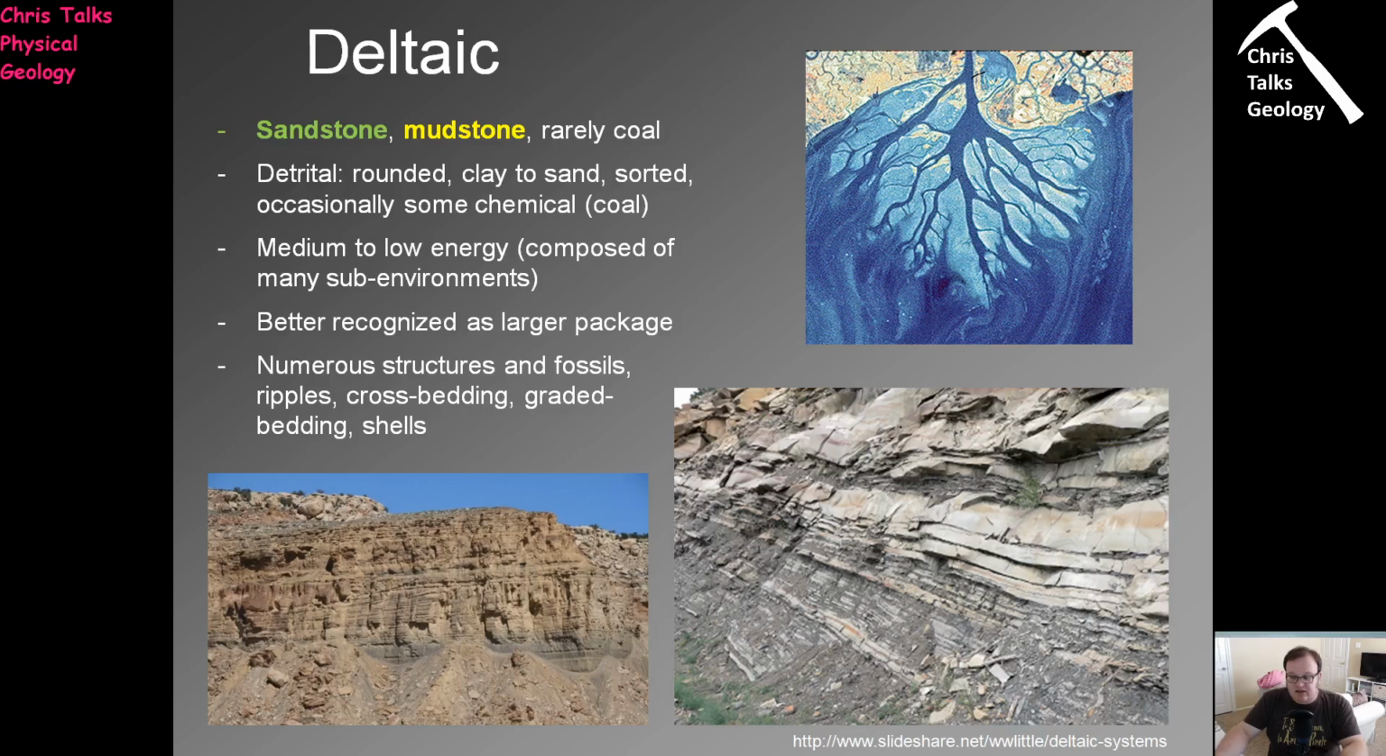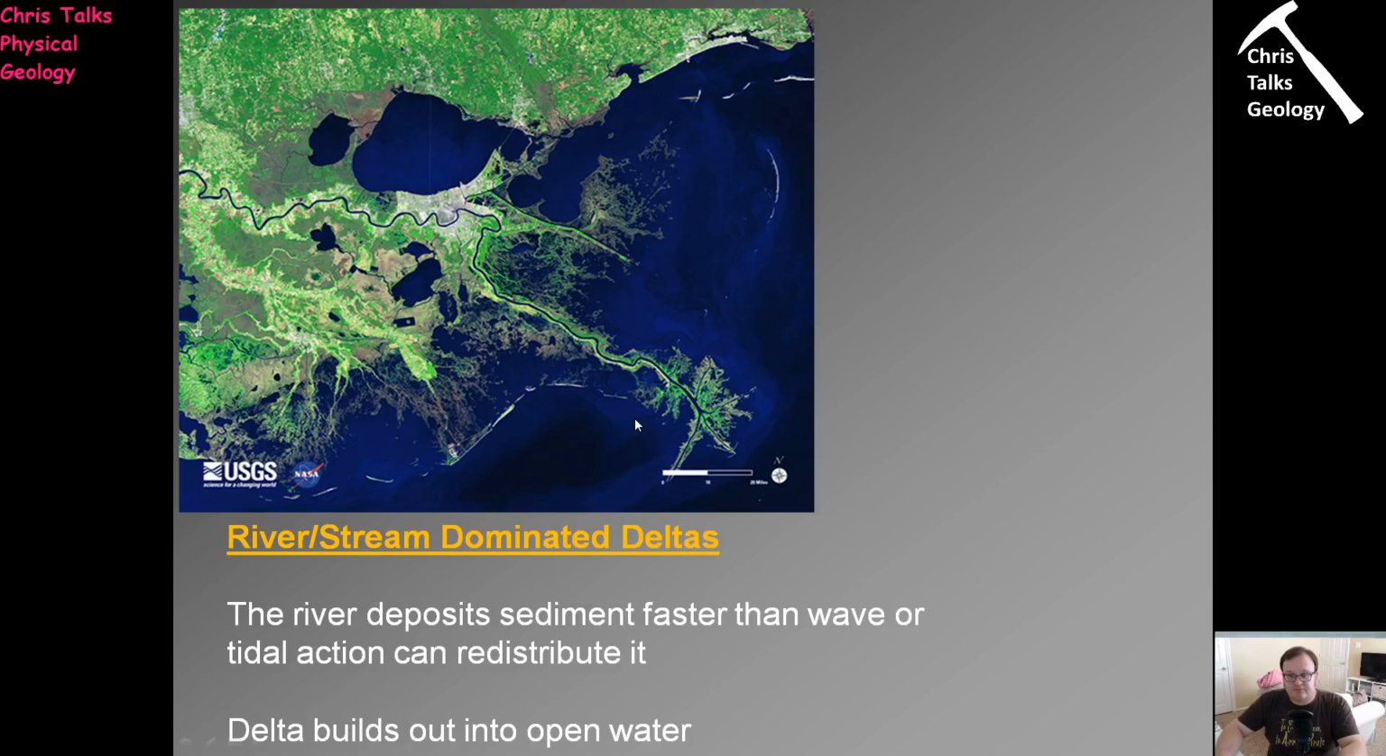So in the lower and middle portion of the delta, it's quite a low energy environment, but the top of the delta is actually quite a moderate energy environment. Once again, the sediments are going to show that. That's why it's better to recognize a delta as a larger package of rocks rather than thinking you can use a few layers to identify a delta. In deltas, we would expect to find numerous fossils and ripples, crossbeds, and graded bedding. There's a whole range of sedimentary structures which we expect to find within delta sediments.